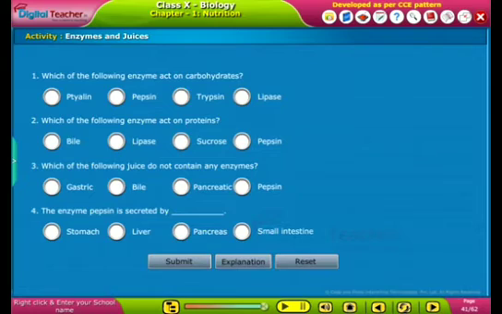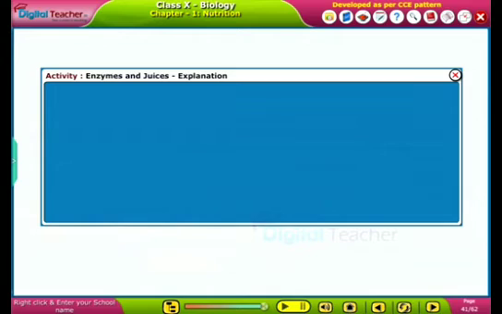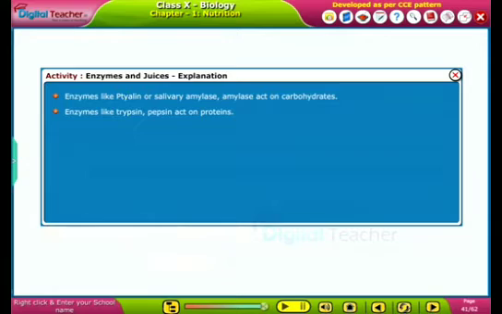Answer the given questions by choosing the right option. Explanation. Enzymes like ptyalin or salivary amylase act on carbohydrates. Enzymes like trypsin, pepsin act on proteins. Bile juice does not contain any enzymes. The enzyme pepsin is secreted by the stomach.